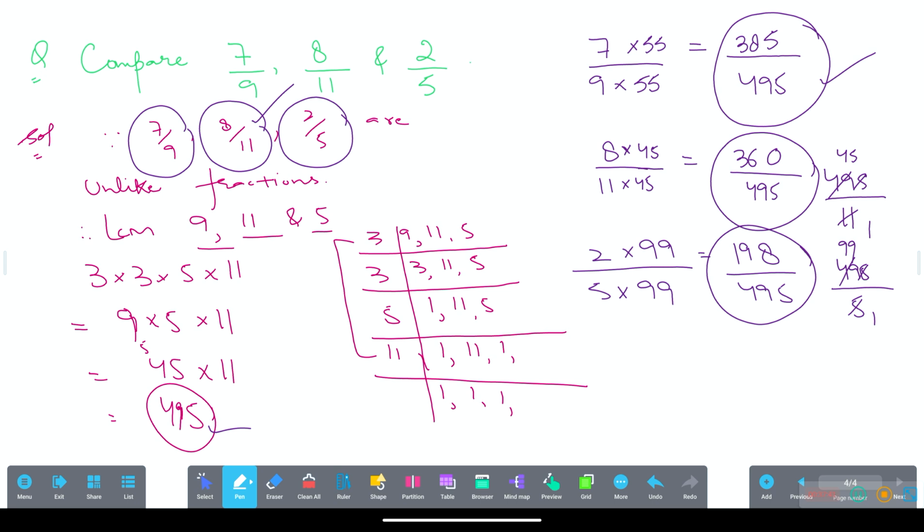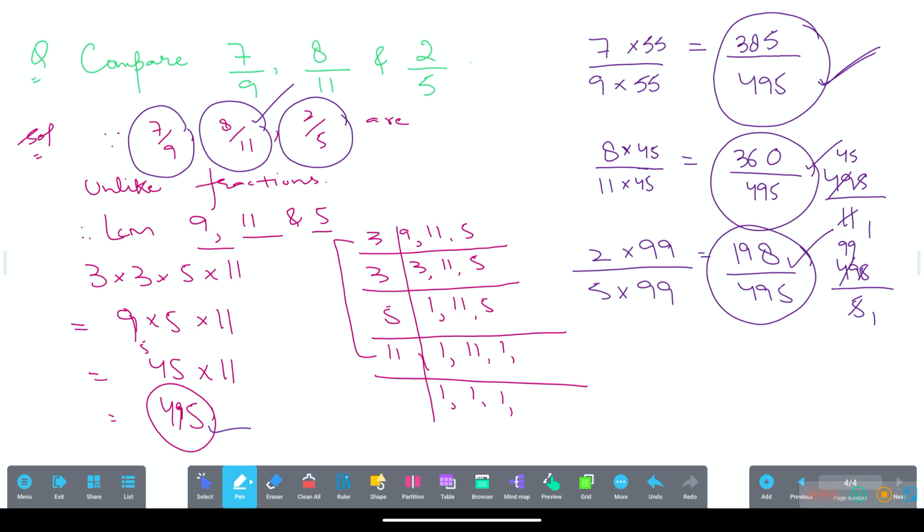Now check the fractions that I have got from multiplying the denominators and numerators. It is 385 by 495. It is 360 by 495. It is 198 by 495. Their denominators are the same, so they are like fractions, and it is very easy to compare like fractions now. Among the three fractions, the denominators are same, so numerators will be compared. The fraction with the greater numerator is also going to be greater.